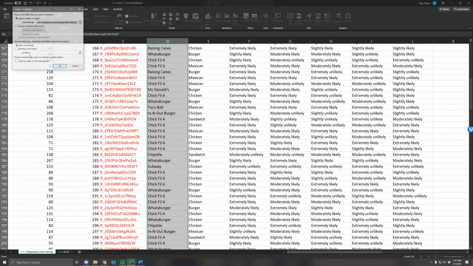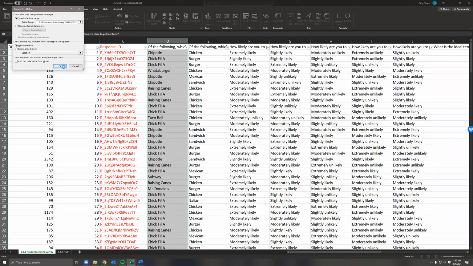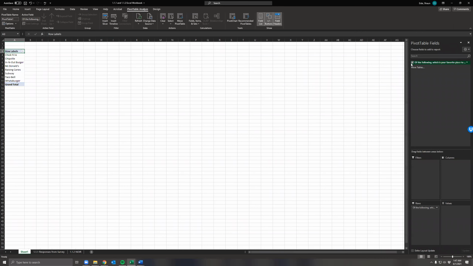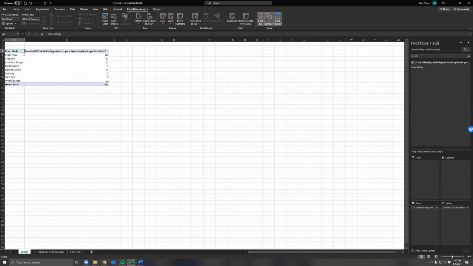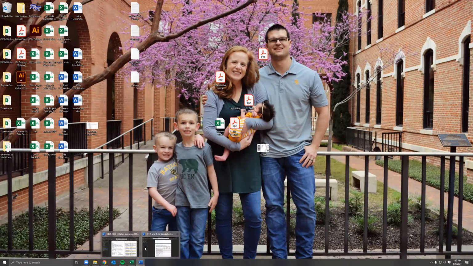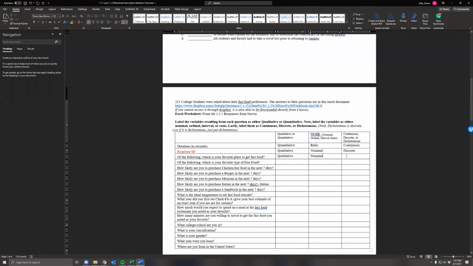Insert pivot table. You'll notice we have all of these right here, and these are the different places that people said are their favorite places to get fast food. Then you can count them, and that's all that you can do. You can't put these in order. All you can do is count them, so you have a count of each one of them. So that is nominal. And is it continuous, discrete, or dichotomous? This is discrete.